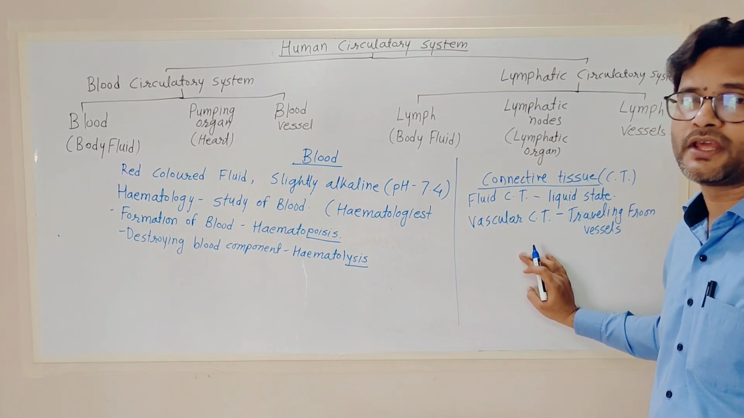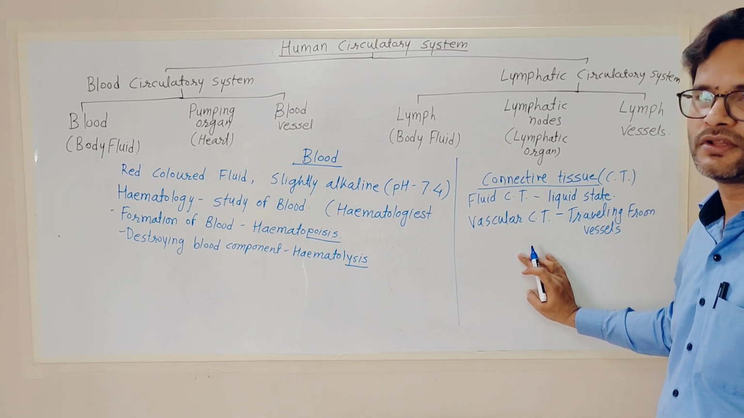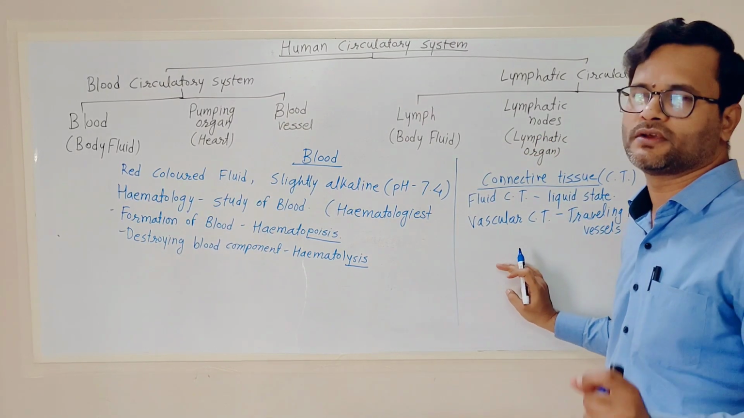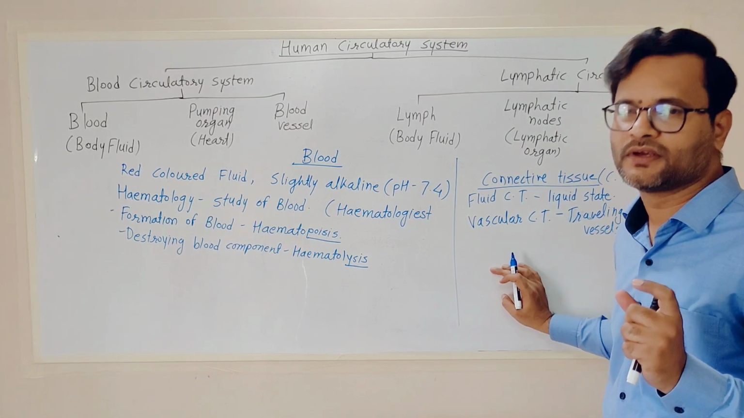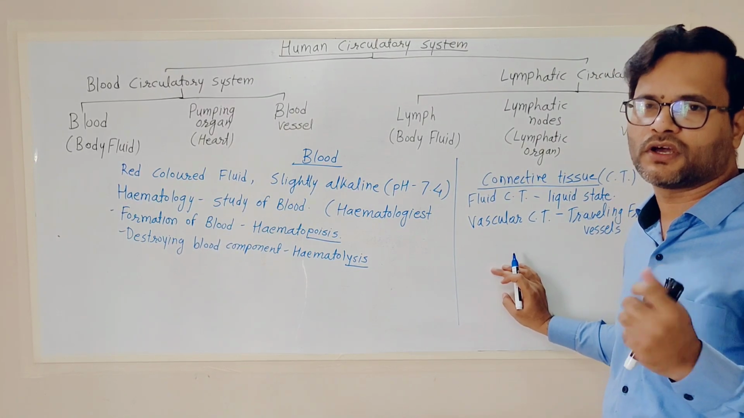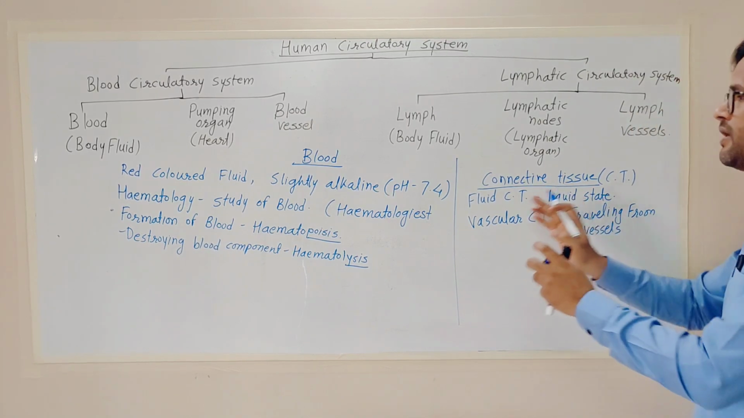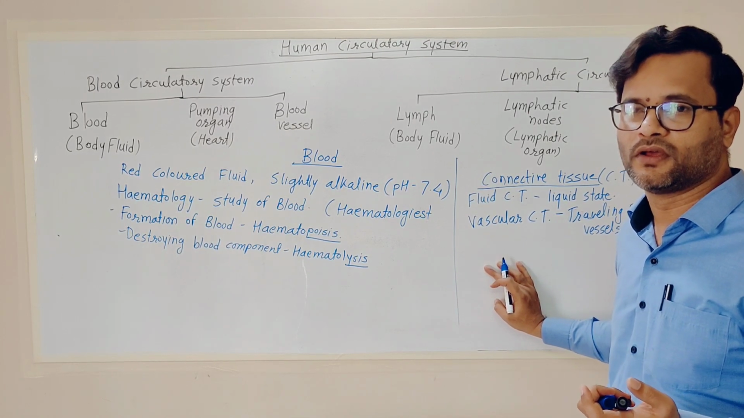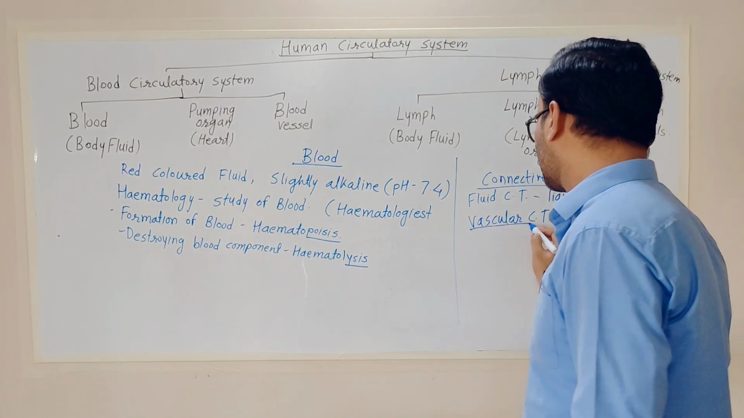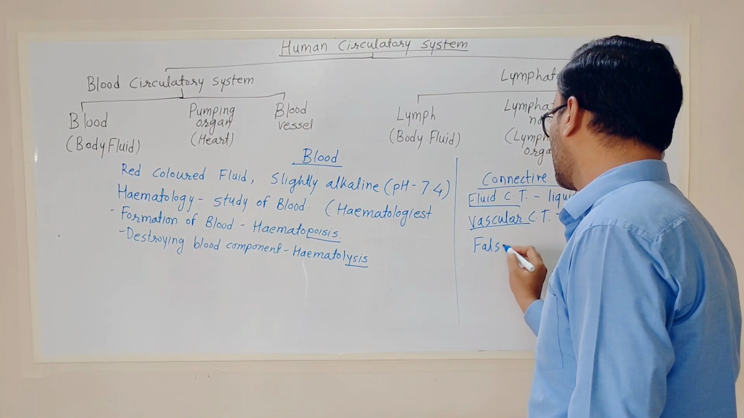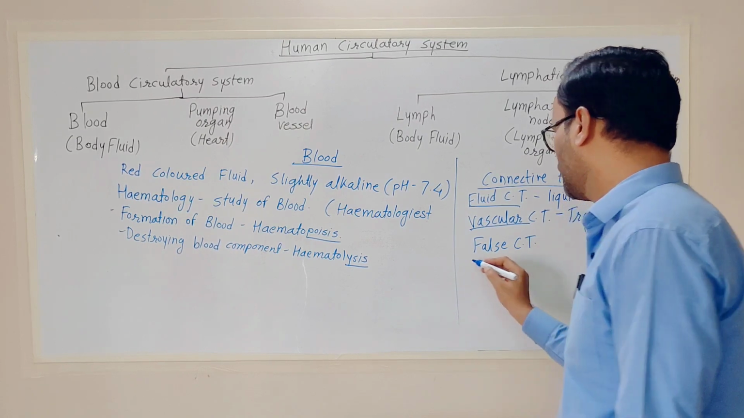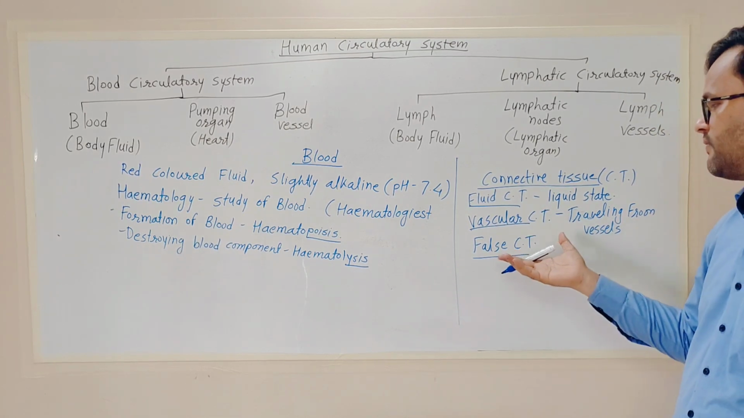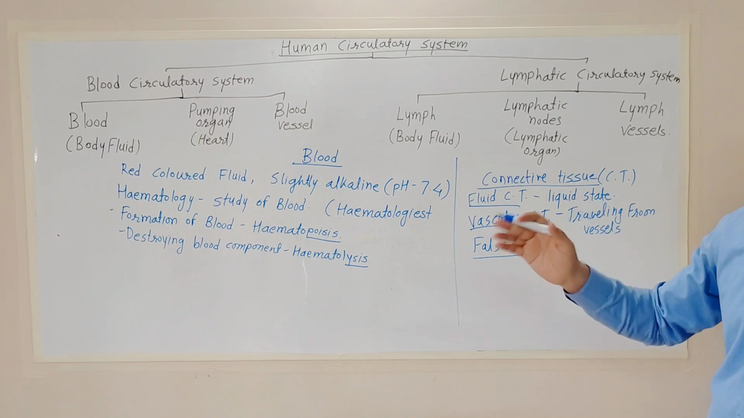Clear? Now for the components: connective tissue components should be fibers, cells and matrix. But blood does not have fibers. Protein fibers are not present, so it is called a false connective tissue. We call blood a false connective tissue because it does not have fibers, and it does not have cell division ability.